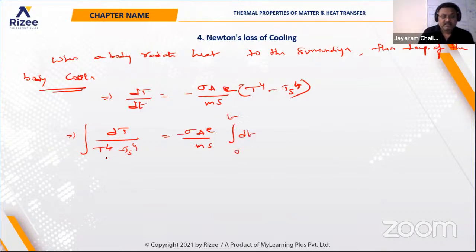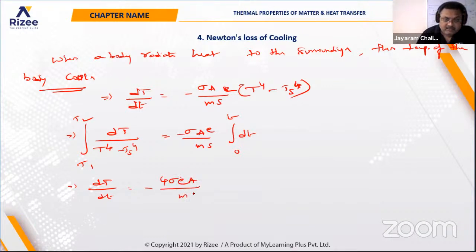Here it is left with some temperatures T1 to T2. On integrating and solving this, you should get dT by dt is equal to minus 4eσ, that is Stefan-Boltzmann constant, into emissivity into area, by the denominator, which is going to be the same, ms, into the temperature changing from T minus Ts, the surrounding temperature.